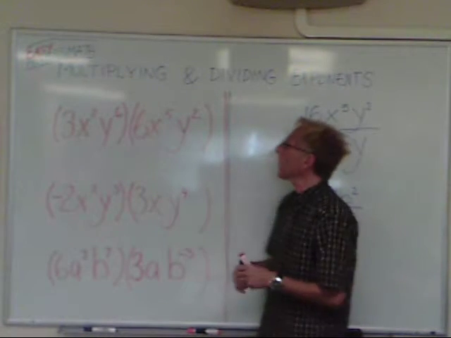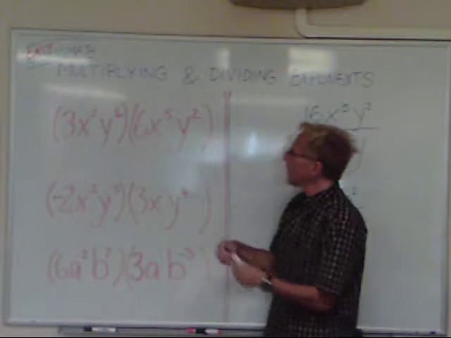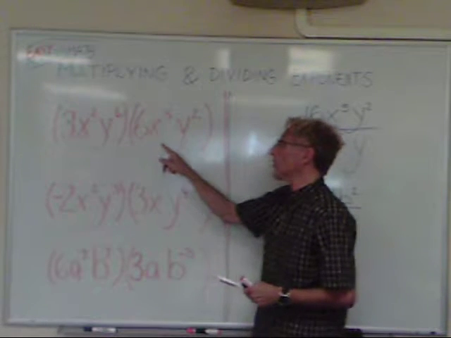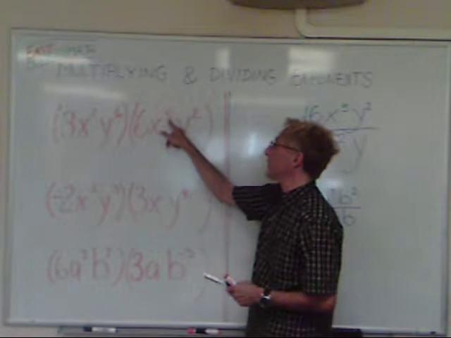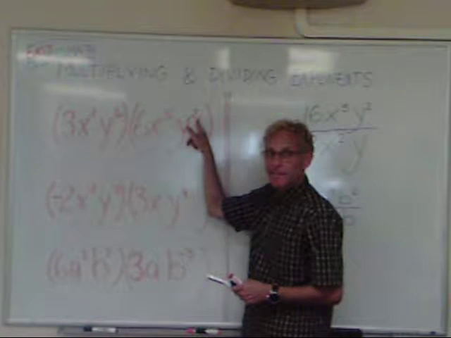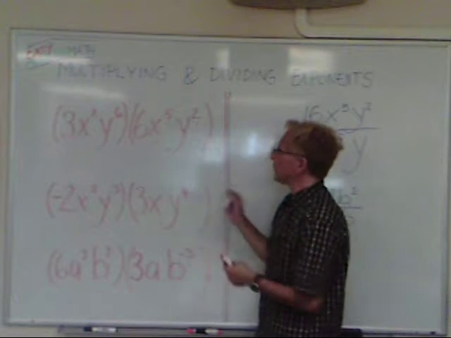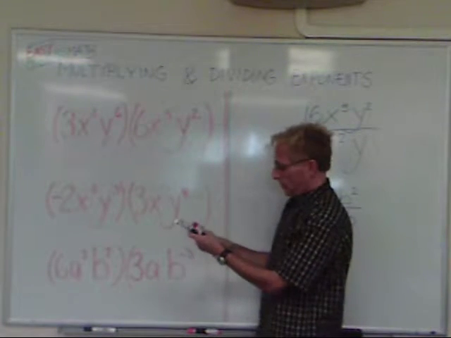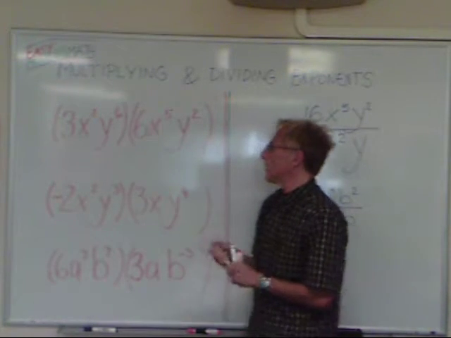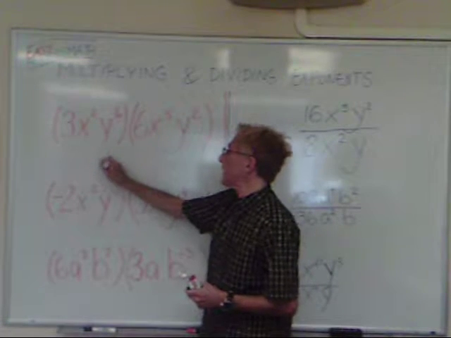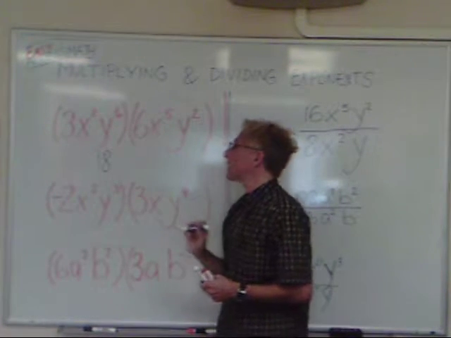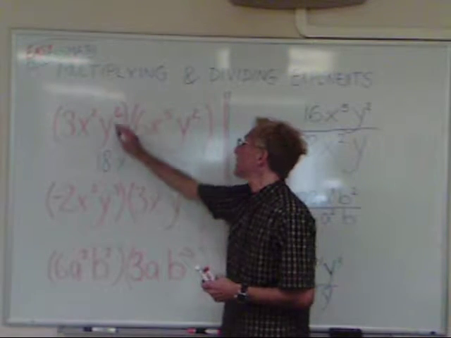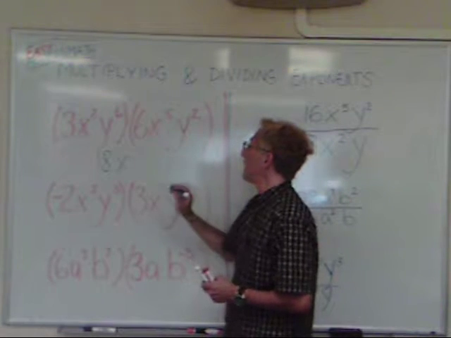On top, we have 3x squared y to the 6th multiplied by 6x to the 5th, y to the 2nd. And what we're going to do is multiply our base numbers, the coefficients, the big numbers. We have 3 times 6, and that gives us 18. X to the 2nd and x to the 5th.